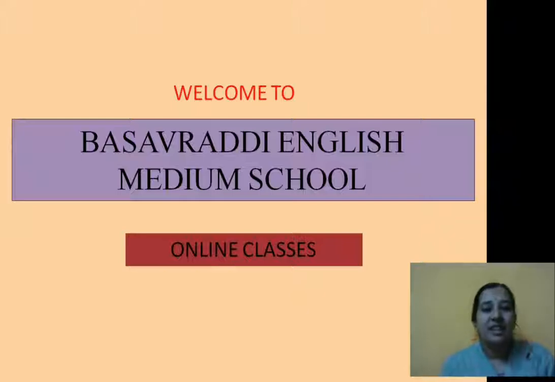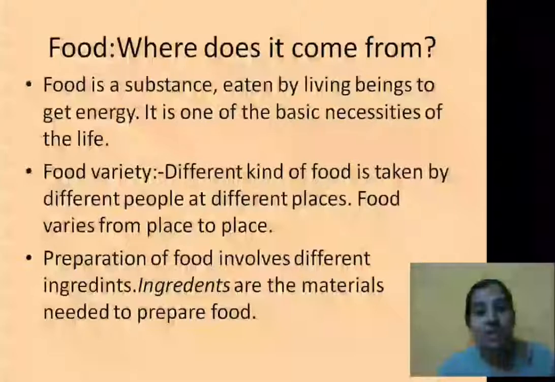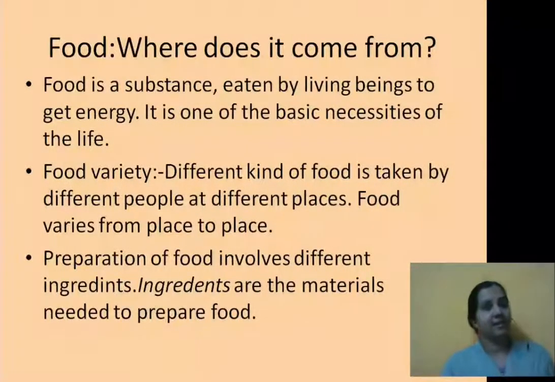In your previous class, that is in your 5th standard, you have studied a little bit about food, how it comes and where it comes from. But in your 6th standard class, you will study from where and what steps are going on. It's a very simple and easy chapter. So let's begin. First chapter, food. Where does it come from?